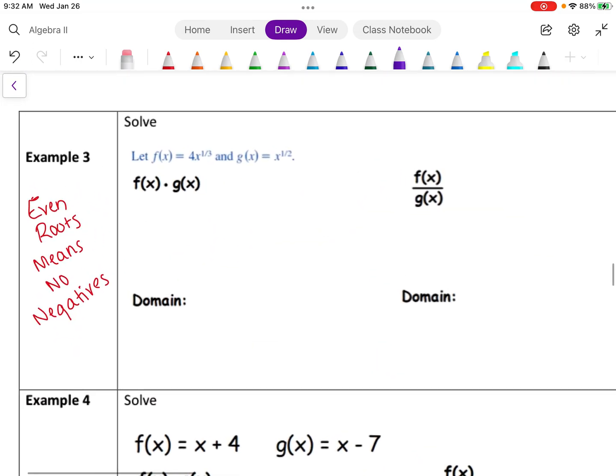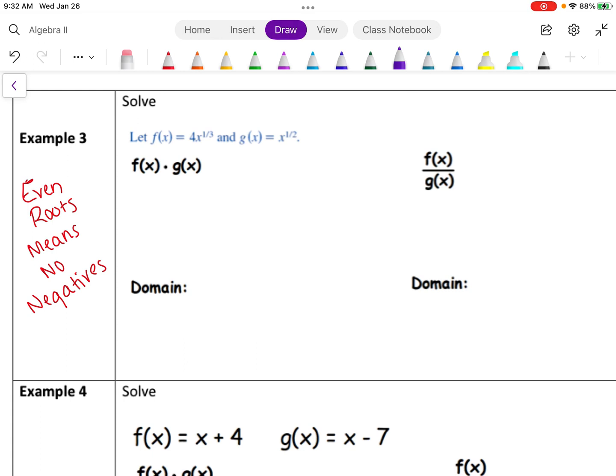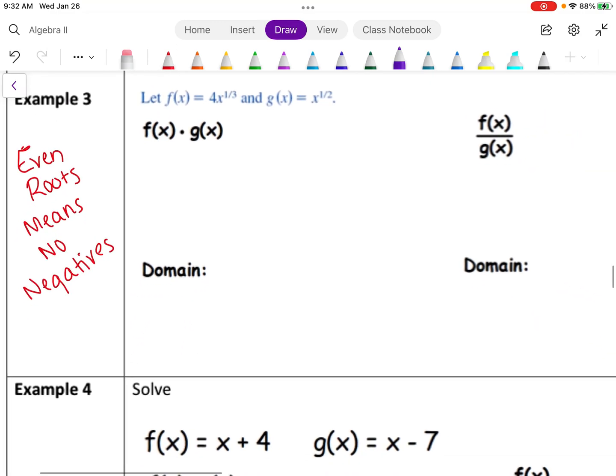Moving on to example 3 here. Example 3, we've got 4 times x to the 1/3 is f of x, and g of x is x to the 1/2. So we need to keep in mind that our even roots means there are no negatives for our domain. So we want to start off by taking f of x times g of x. So f of x is 4x to the 1/3. G of x is x to the 1/2. Okay, well my coefficients are just 4 and 1, so 4 times 1 is 4. And then I want to take x to the 1/3 times x to the 1/2.